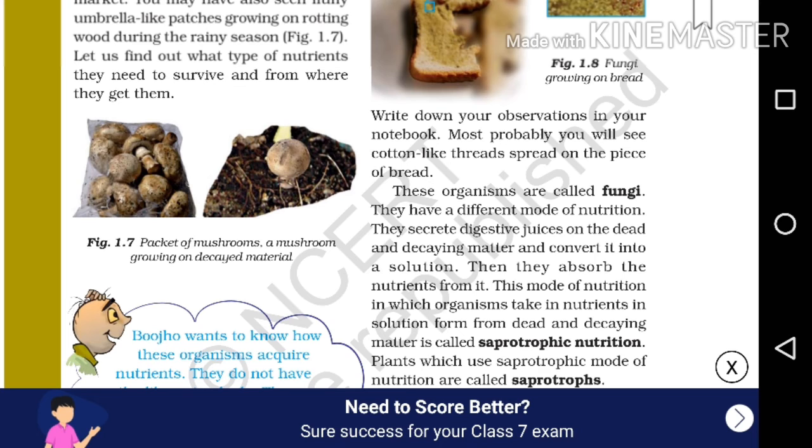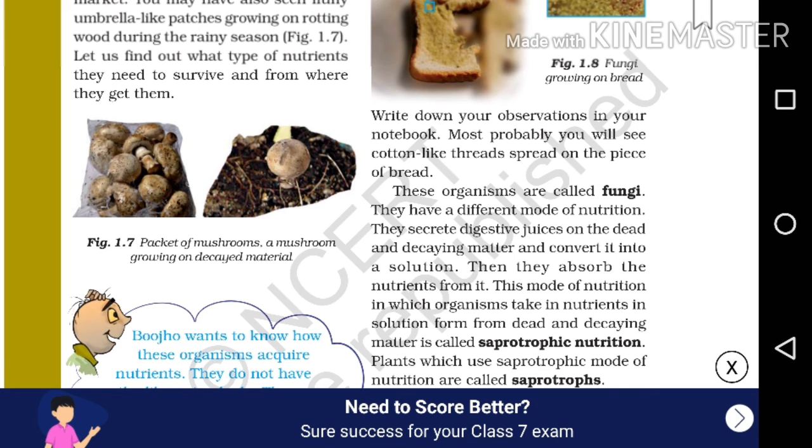Okay. Similarly, we can also explain the process of saprotrophic mode of nutrition. And example also. Example is fungi. Isn't it? Yes. So in our previous classes we have learned about autotrophic and heterotrophic mode of nutrition. So here we are going to learn another mode of nutrition, that is saprotrophic nutrition. One example of saprotroph are? Yes, they are fungi. So let's explain the process of saprotrophic mode of nutrition.